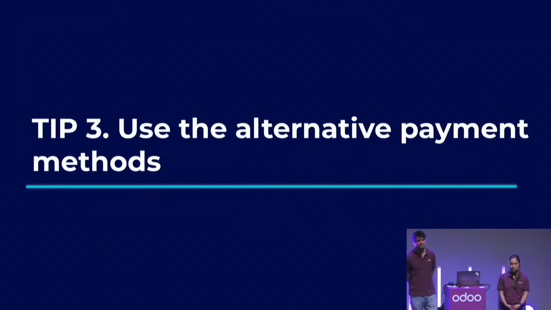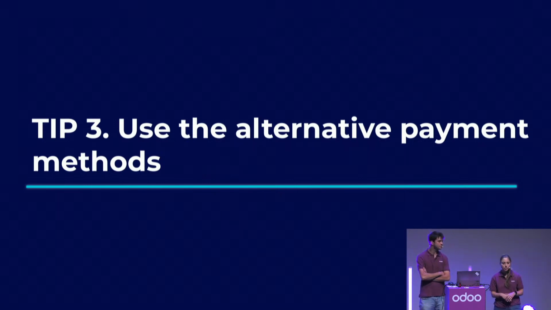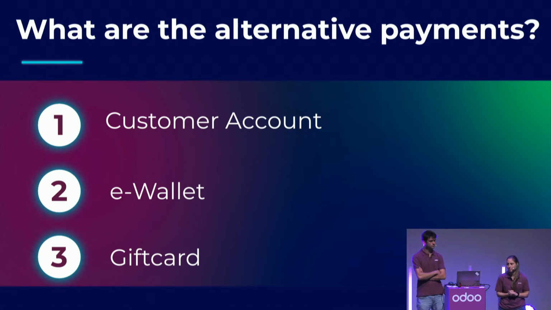Okay, tip number 3, how to use alternative payment methods. So would you like to offer your customers more payment possibilities besides the classic ones? Well, you can do this with the following payment methods. So we have the customer account. This is an accounting feature. So we will be using the receivable account for this one. And this means that you will also need the accounting, which is not a problem anymore today.